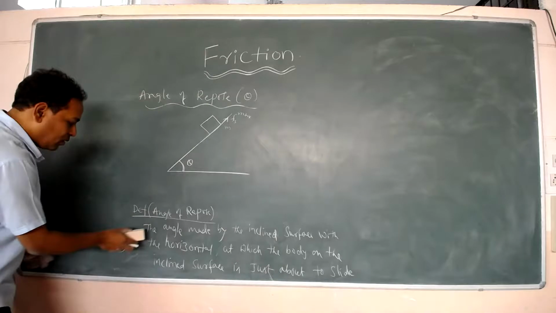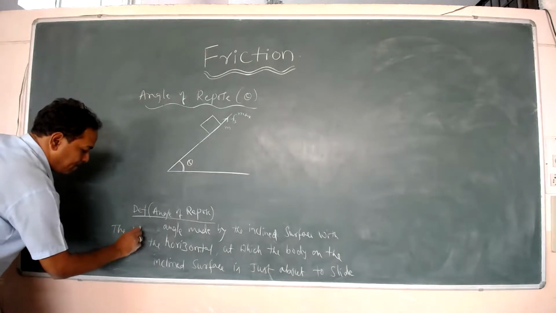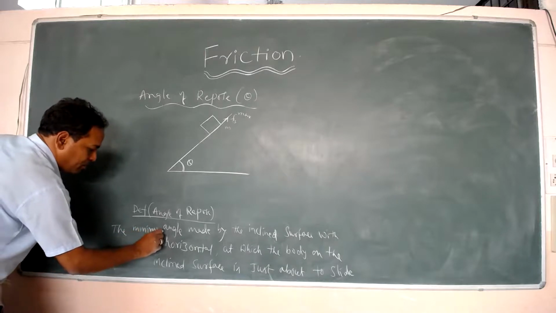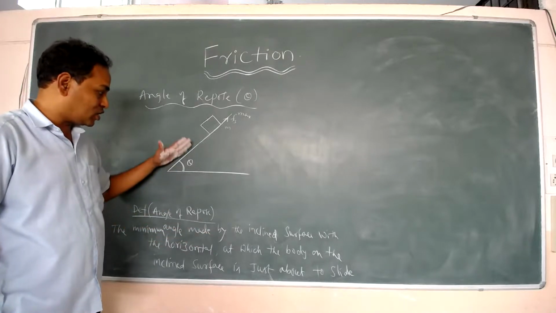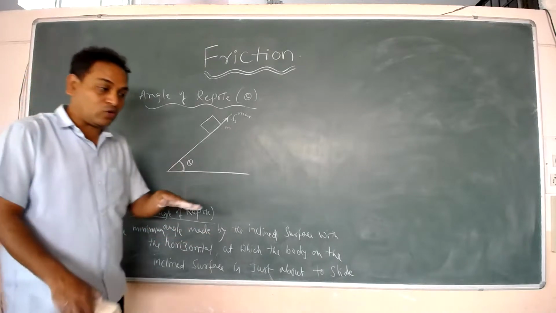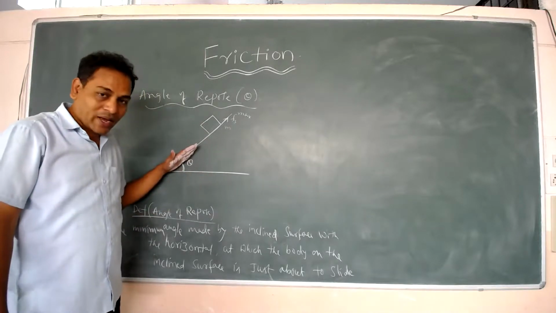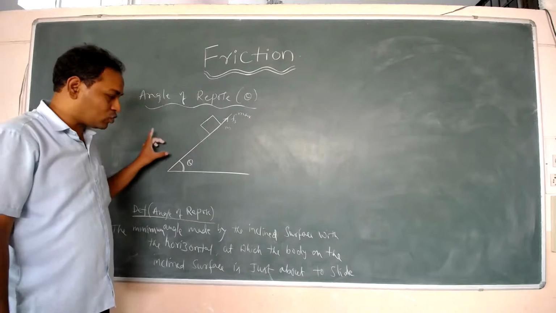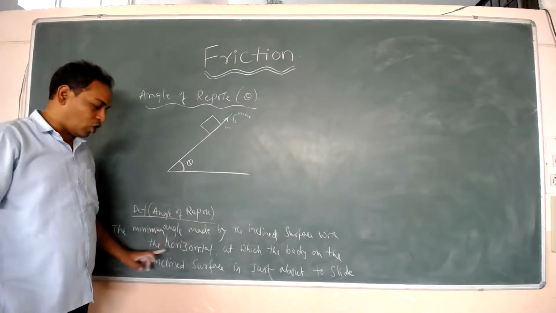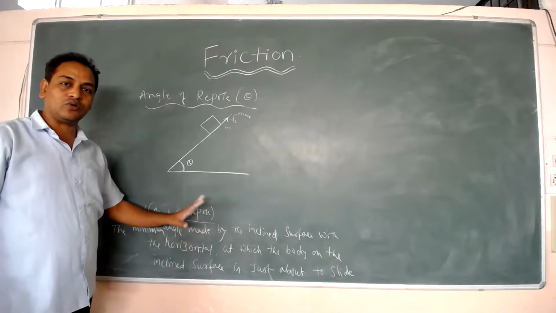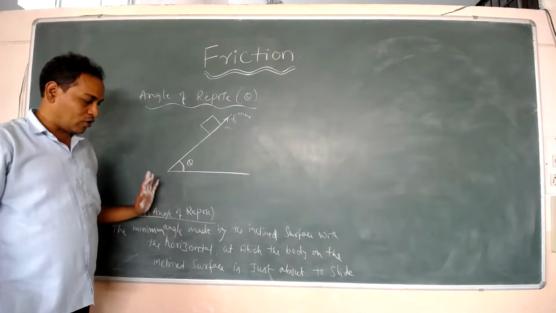Or I can say here the minimum angle made by the inclined surface. Means if I do maximum, it will start moving. So I have to make a minimum angle for which the body is just about to slide. So this is the definition. The minimum angle made by the inclined surface with the horizontal at which the body is just about to slide. This angle is called angle of repose.